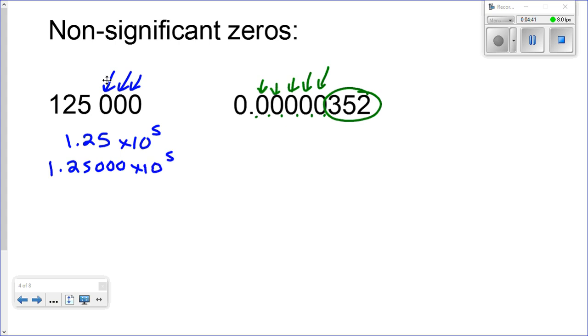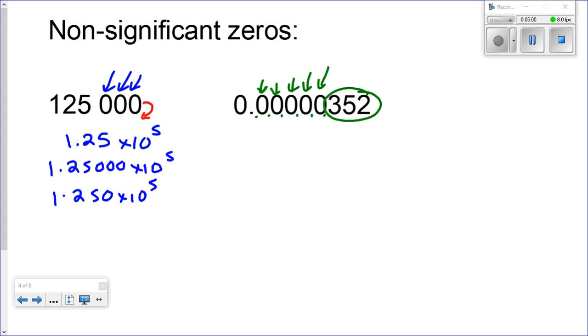If we wanted it in 4 significant digits, 1.250 times 10 to the 5. And this is an easy way to tell if some digits are significant. If you transform the number into scientific notation, do you still need the zeros to communicate the value?